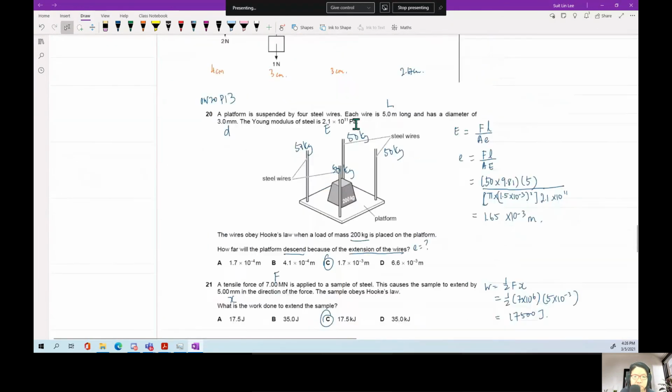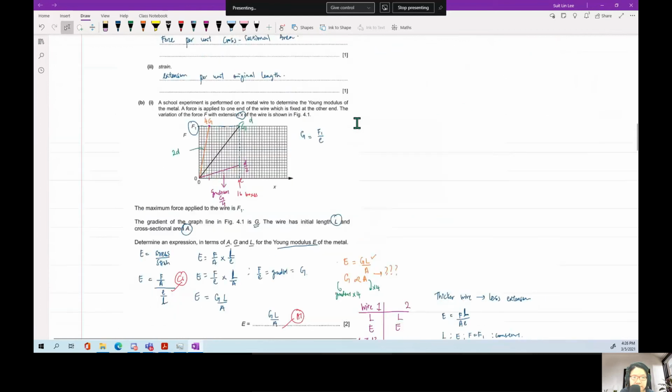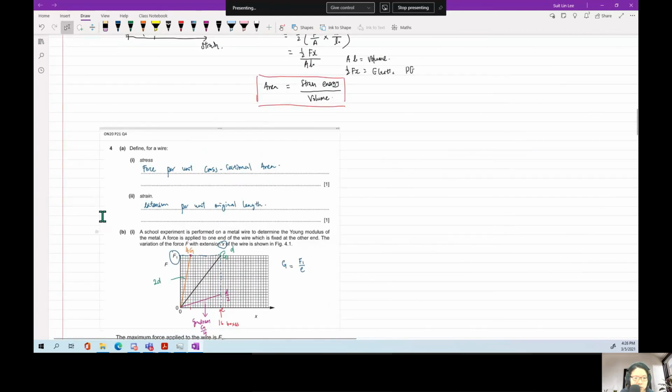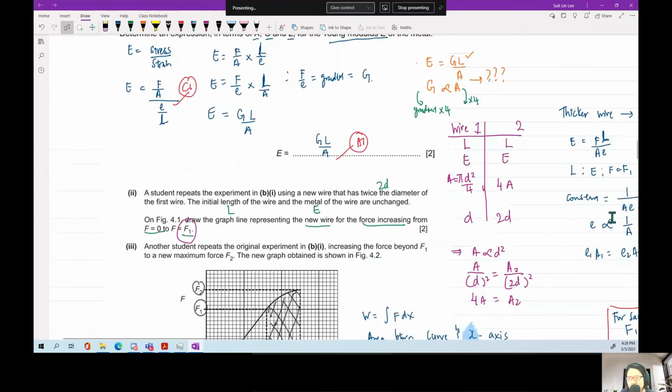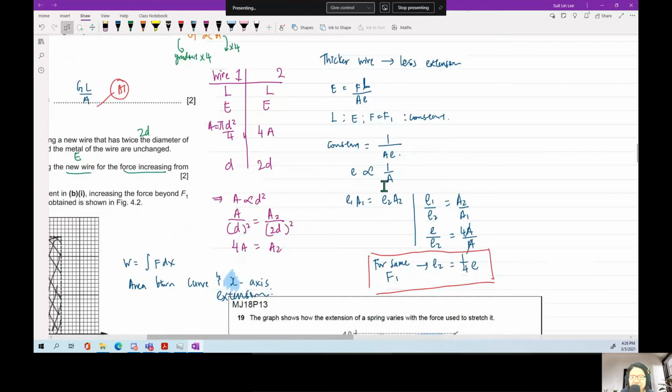Or like the ON20 paper 2-1 question, you will be asked to draw a graph with no arbitrary values. You are still going to employ the same format where we find what the new extension is. In this case, it's even nicer. The Young modulus is the same because it's the same material.